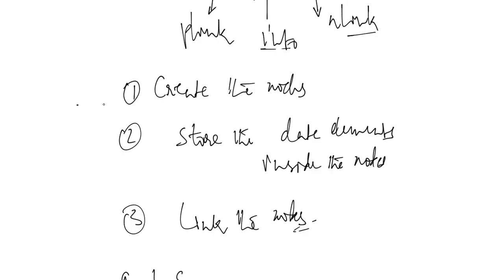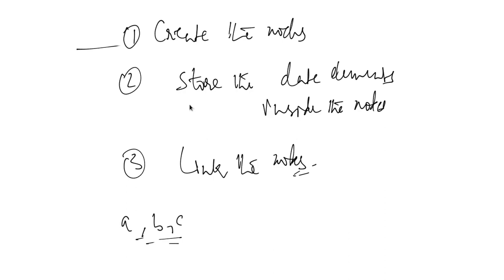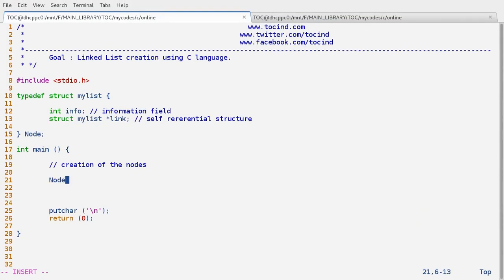We are going to cover the first part, and the nodes are A, B, C. So node asterisk A equals, well, we have to allocate the memory using malloc. We want to allocate the memory using dynamic memory allocation. So malloc, the size of operator.